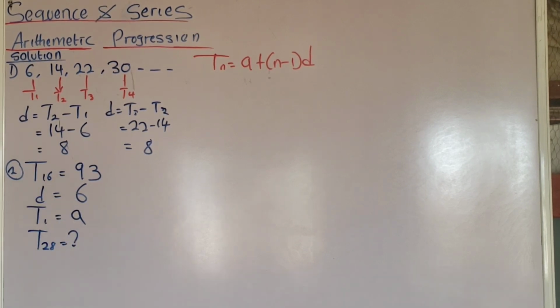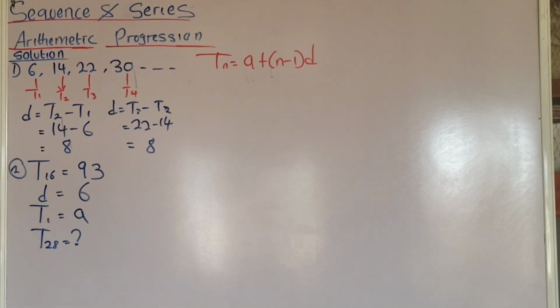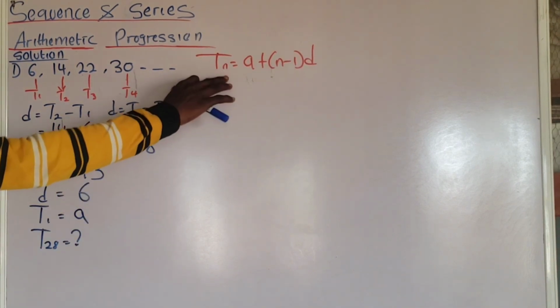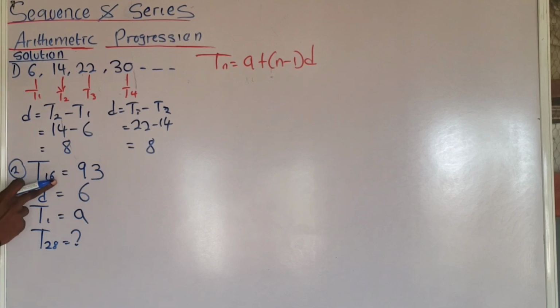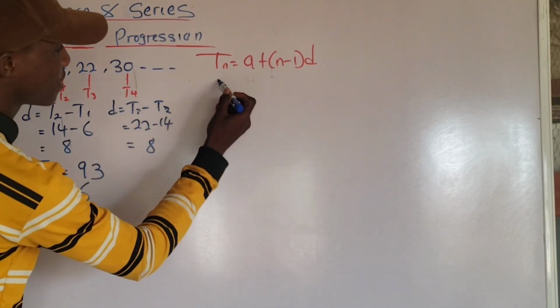But we cannot know the value of the 28th term without knowing the value of a. So in an attempt to solve for the 28th term, we need to first determine the value of a. Now, how do we go about this? Remember that the nth term of an arithmetic progression is this. Now, we've been given that the 16th term is 93. So I can proceed like this.